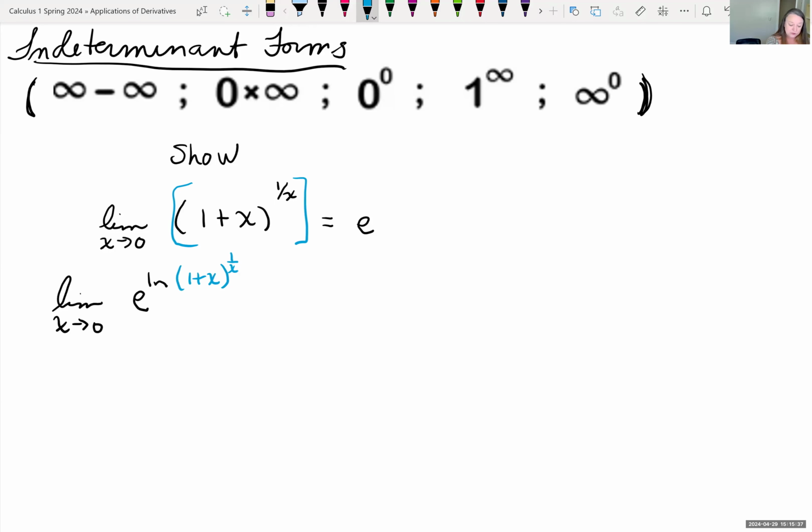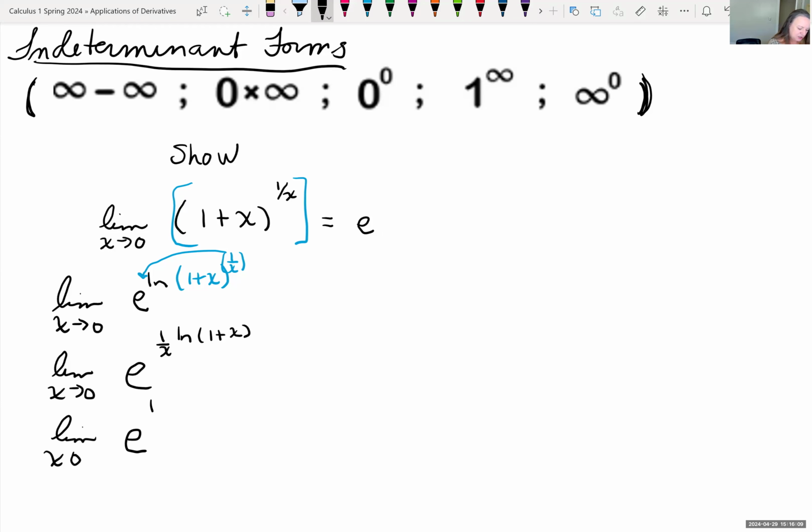And now I can use my properties of logs to bring my exponent down in front of my natural log. And so I have the limit as x is approaching 0 of e raised to the 1 over x times the natural log of 1 plus x. Or we can look at this as the limit as x is approaching 0 of e raised to the natural log of 1 plus x, all over x.